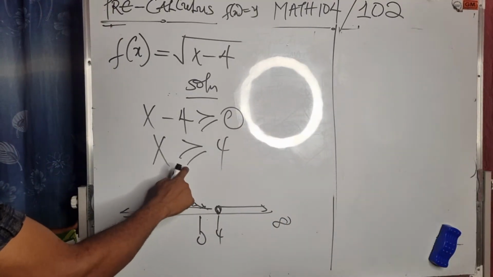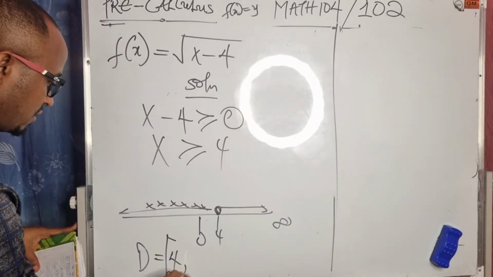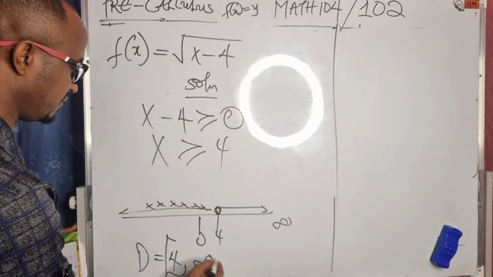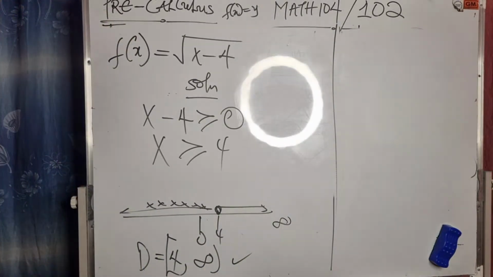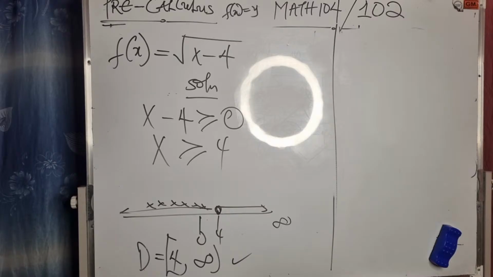But 4 is included. So my domain becomes 4, comma, positive infinity. Are we there? 4, comma, positive infinity.